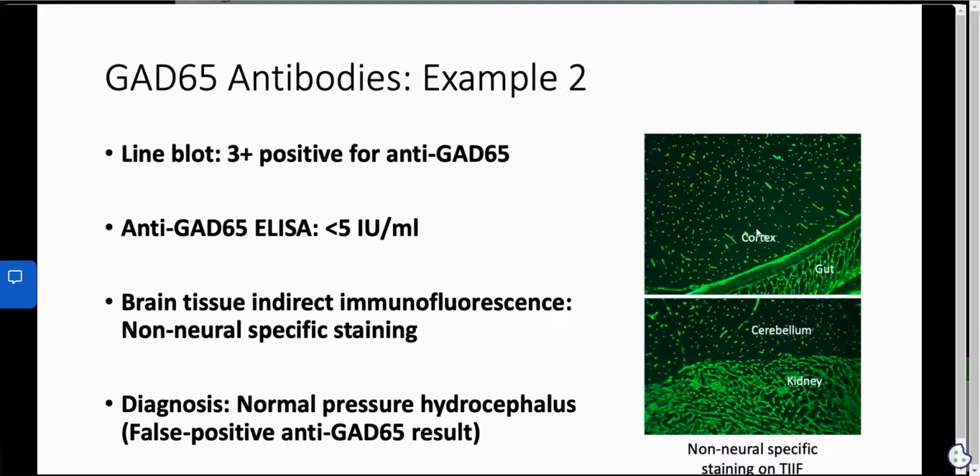So what we see here is that the line blot is again 3+ positive, strongly positive for anti-GAD65. However, by ELISA, we have a negative result, less than 5 international units per ml. And brain tissue indirect immunofluorescence, shown on the right there, interestingly shows staining, but it's non-neural specific staining. So we see staining of not just the brain, but also the gut and the kidney, and no typical staining of GAD65. And overall, the patient's diagnosis was most compatible with normal pressure hydrocephalus with a false positive anti-GAD65 result.